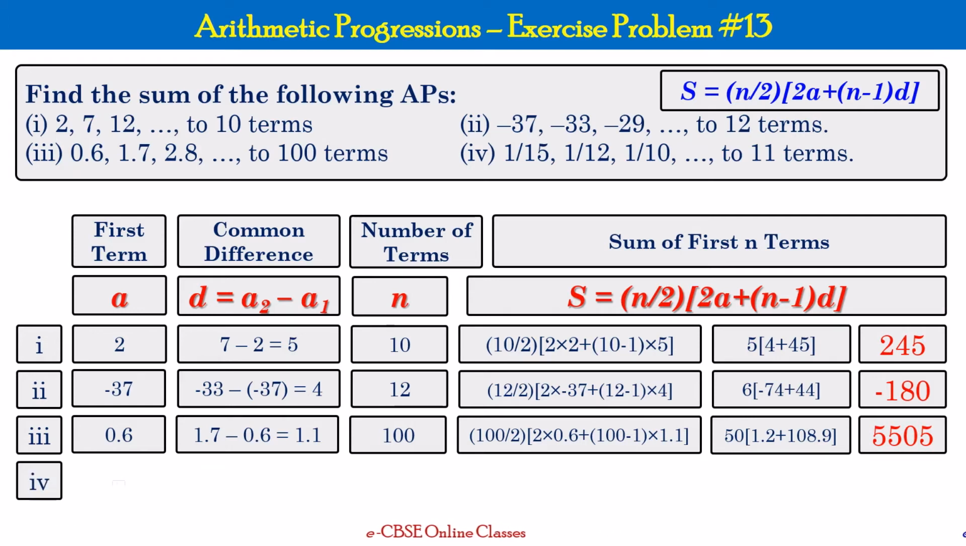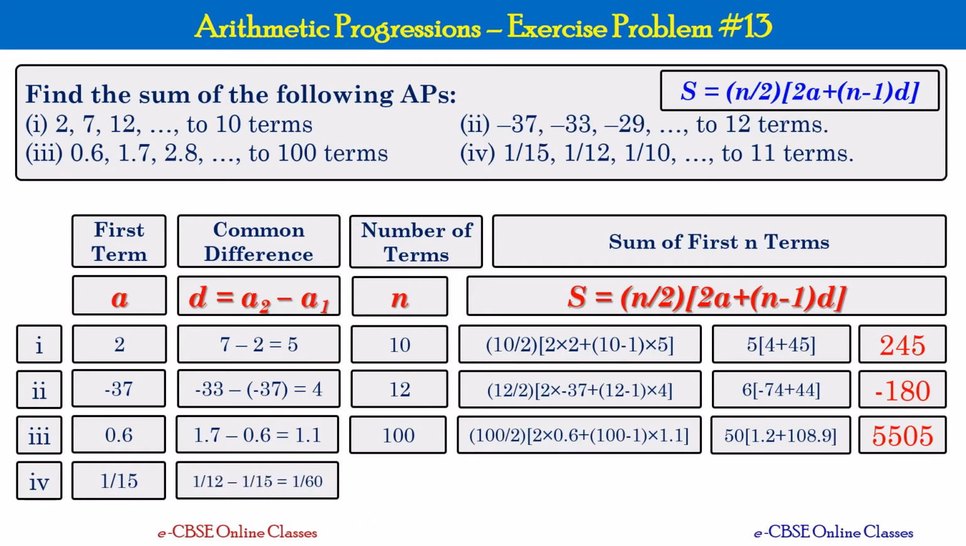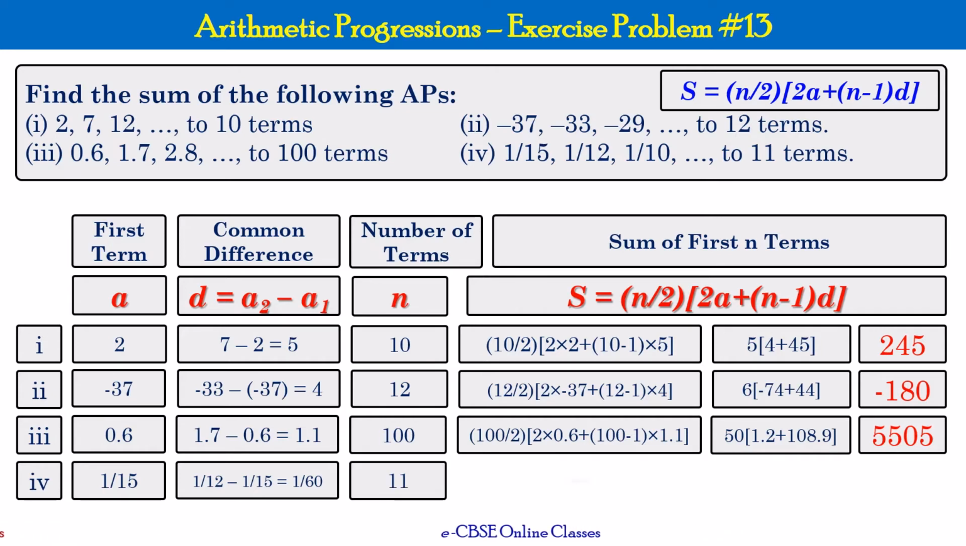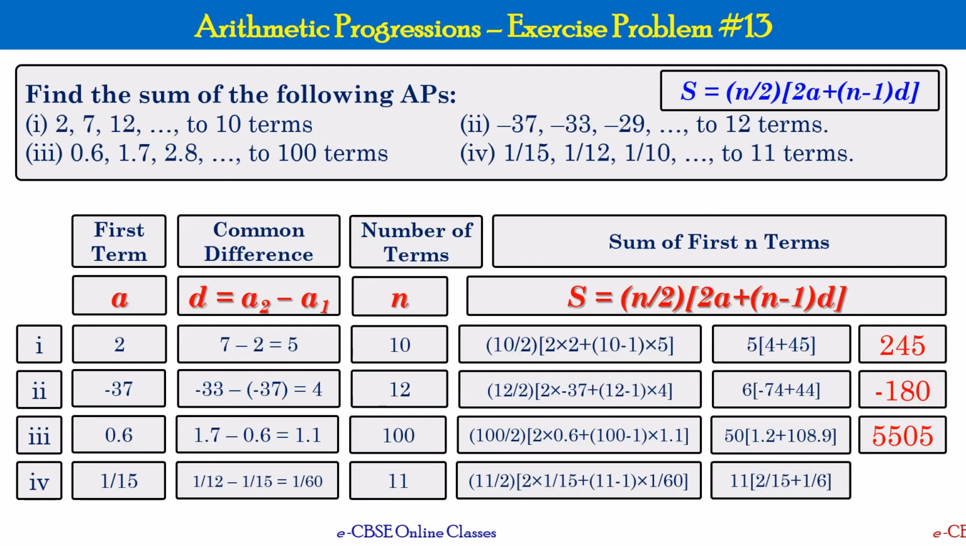Fourth problem, first term is 1 by 15. Common difference is 1 by 12 minus 1 by 15, that is coming out as 1 by 60. We are asked for 11 terms, so n is equal to 11. Substitute all the values and simplify, that is coming out as 11 times 2 by 15 plus 1 by 6. The value in the bracket is coming out as 3 by 10, that is 0.3. So 11 times of 0.3 is 3.3. Go to the next problem.